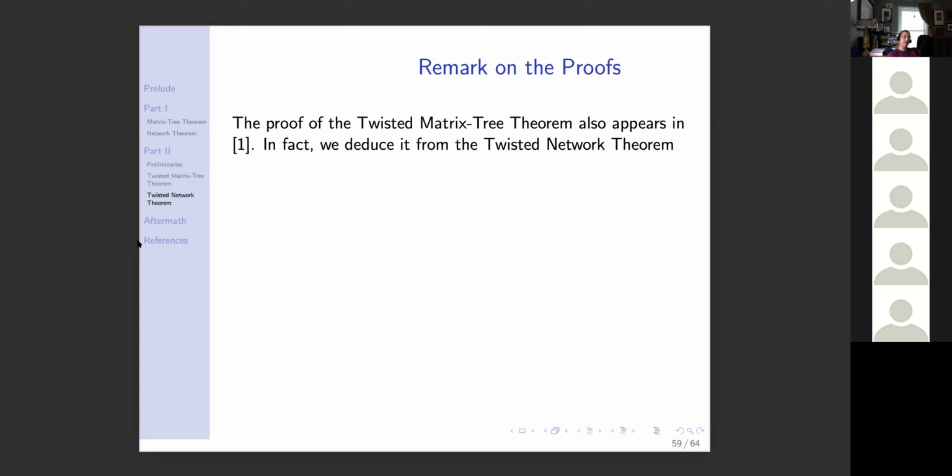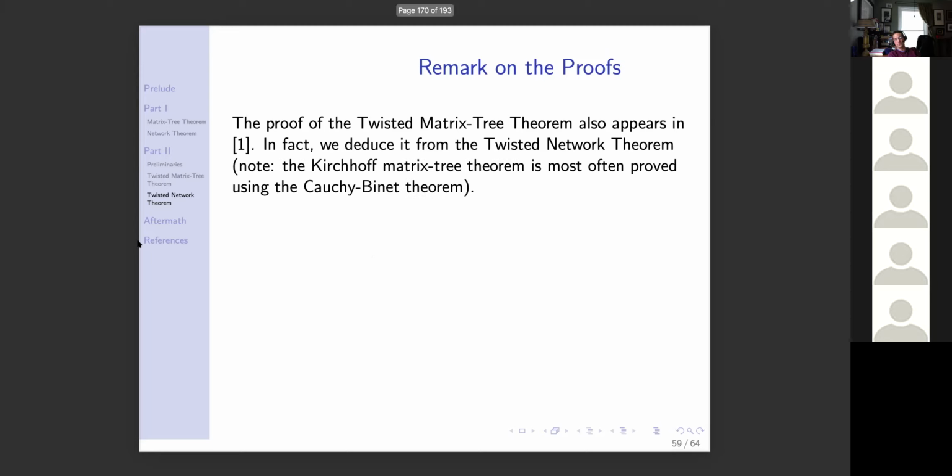The proof of the twisted matrix tree theorem also appears in our paper. In fact, we do something that no one else does. We deduce it directly from the twisted network theorem. And note the Kirchhoff theorem is most often proved using the so-called Cauchy-Binet theorem, which is a theorem of linear algebra.